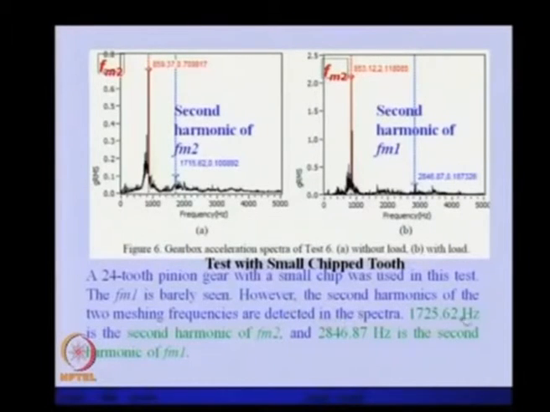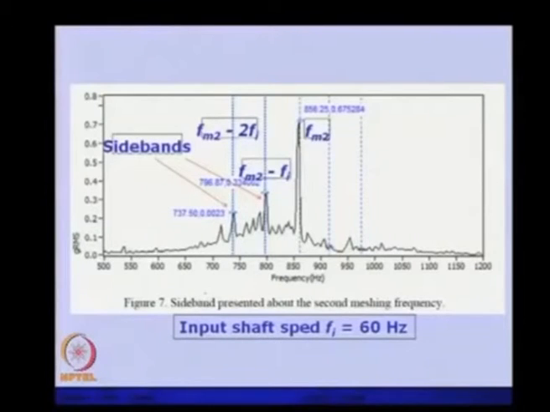So the 1725, that is this one, and the second harmonic of this is 2846, you can see here. Some higher multiples of the harmonics of the mesh frequencies are visible, but FM2 is more predominant. FM1 is not that predominant, but the second harmonics are picking up. Then the next is this, you can see the sidebands present about the second meshing frequency. This is the second mesh frequency, and this is the sideband.